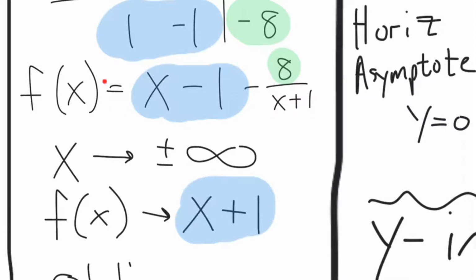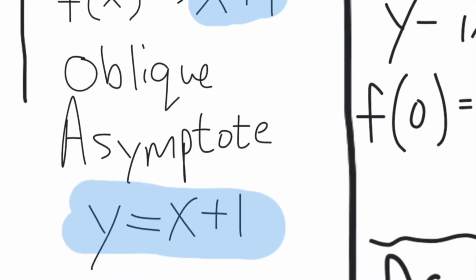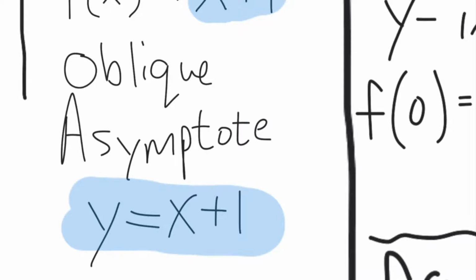This function is exactly equal to the original, but it's a lot easier to see what the oblique asymptote is, because as x goes to plus or minus infinity, this term will get smaller and smaller, as close to 0 as you want. And so therefore the function will get as close to x plus 1 as you want. That's what the oblique asymptote is. Y equals x plus 1.